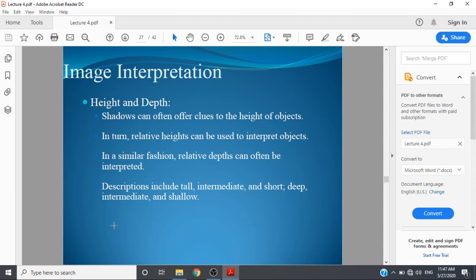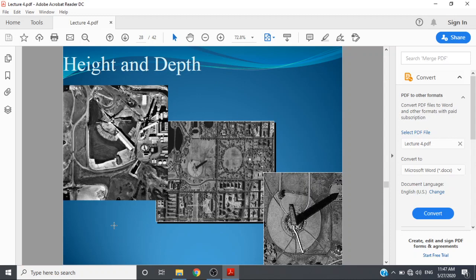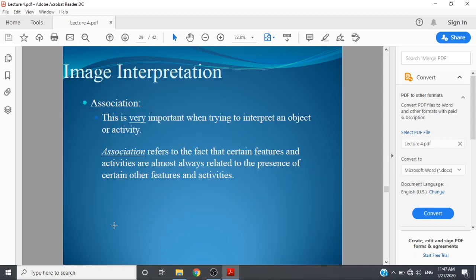Image interpretation, height and depth. Shadow can often offer clues to the height of the objects. In turn, relative heights can be used to interpret objects. In a similar fashion, relative depth can often be interpreted. Descriptions include tall, intermediate and short; deep, intermediate and shallow. And the height and the depth of the different pictures are presented here.